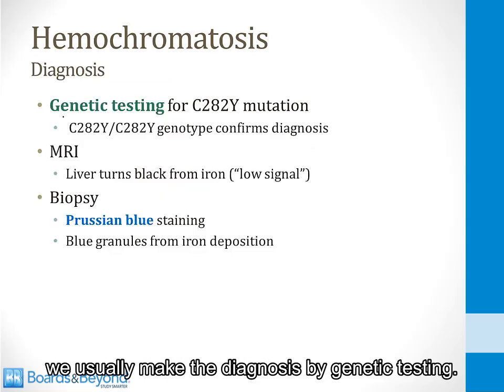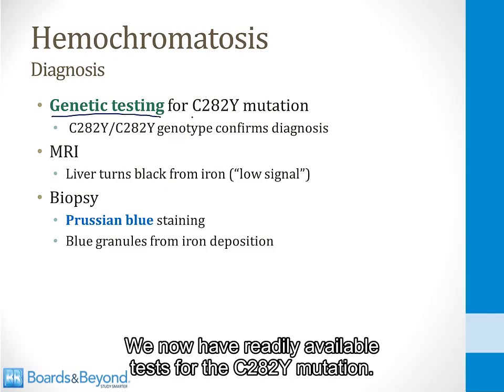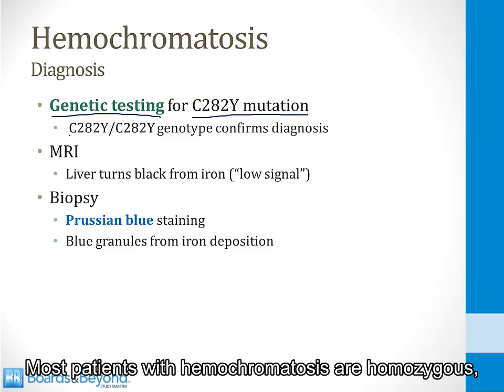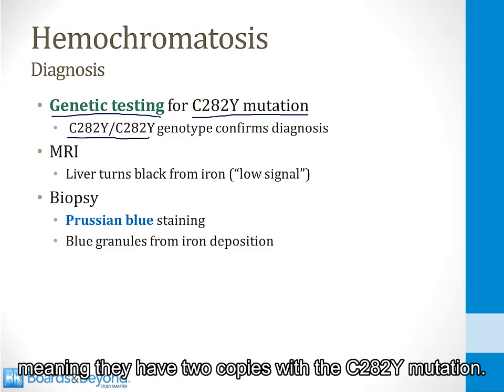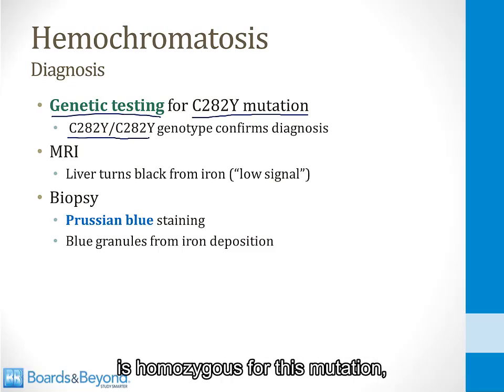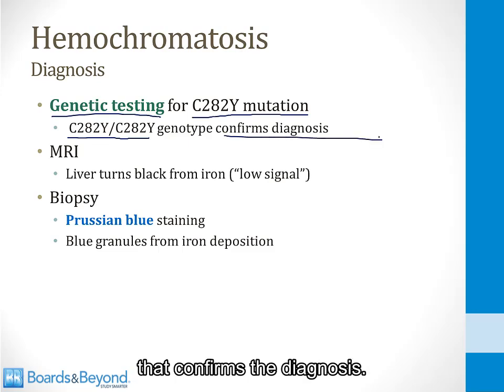In the modern era, we usually make the diagnosis by genetic testing. We now have readily available tests for the C282Y mutation. Most patients with hemochromatosis are homozygous, meaning they have 2 copies with the C282Y mutation. And if you find that the patient is homozygous for this mutation, that confirms the diagnosis.